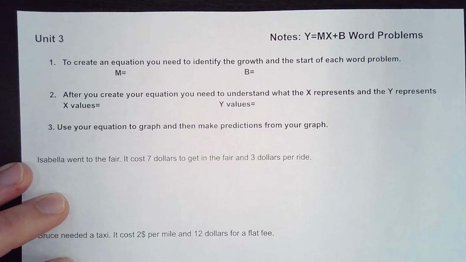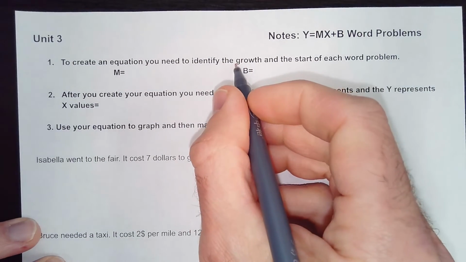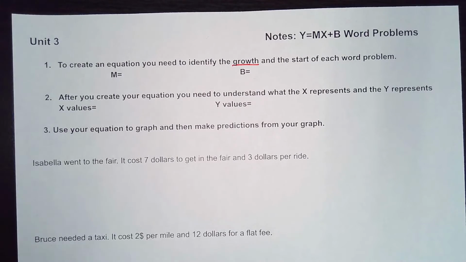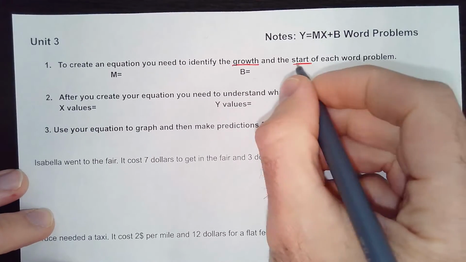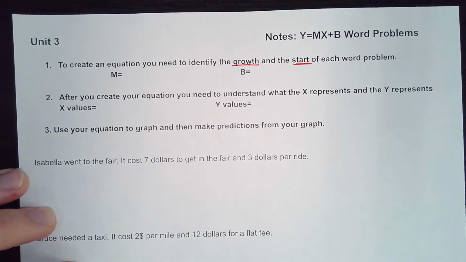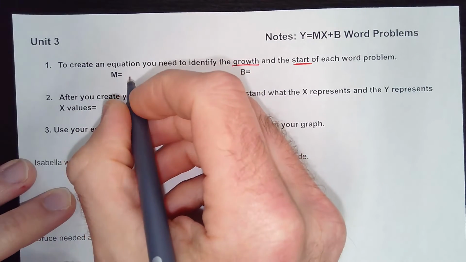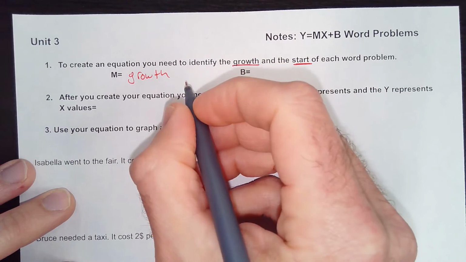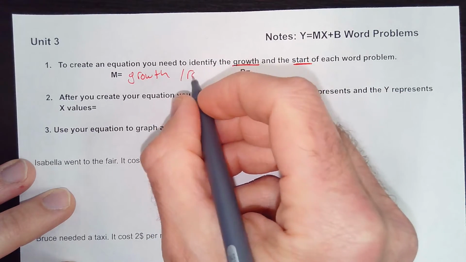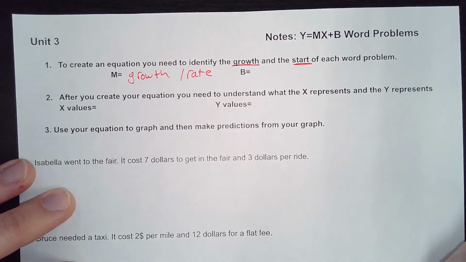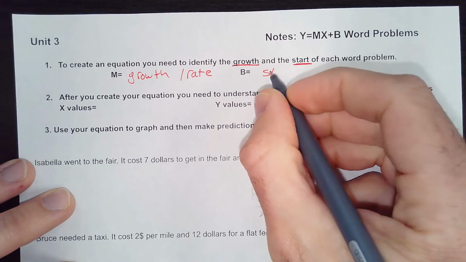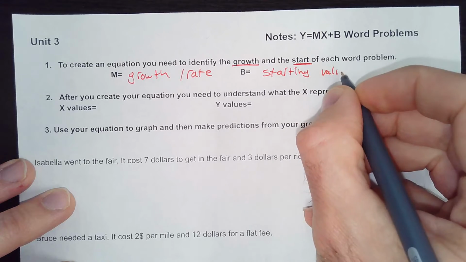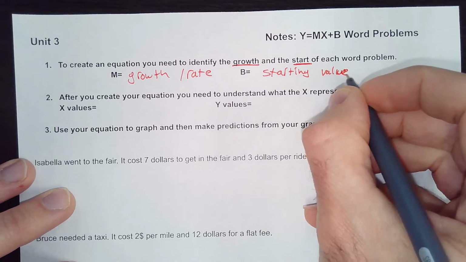So there's going to be something that's talking about growth, or something that's getting bigger, and then some sort of starting point. So our m is going to show our growth, where it might be some sort of rate, and then b is our starting value. What do we start at?